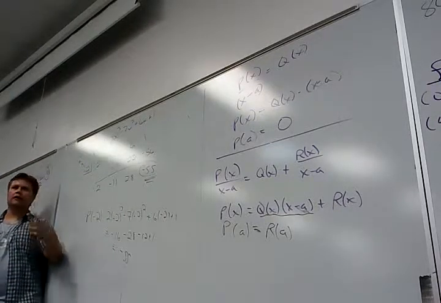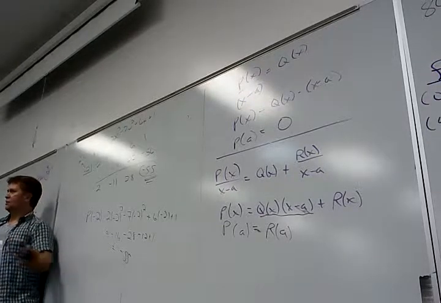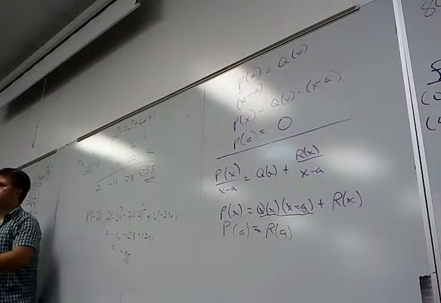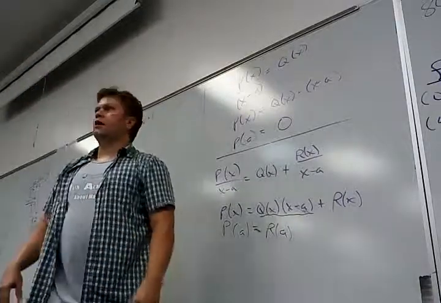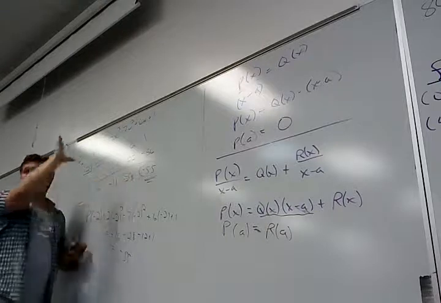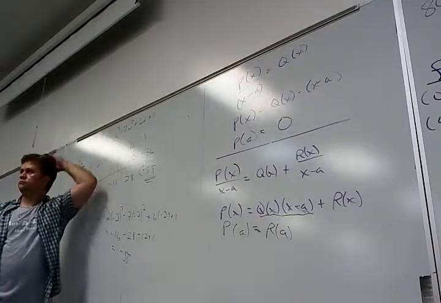This is a nifty kind of side note. That might be a good place to stop. That's all I can say. So basically, if you plug in a, it equals the remainder. If you plug a into the function, it would equal whatever the remainder number is. So it's a quick way to plug it in.